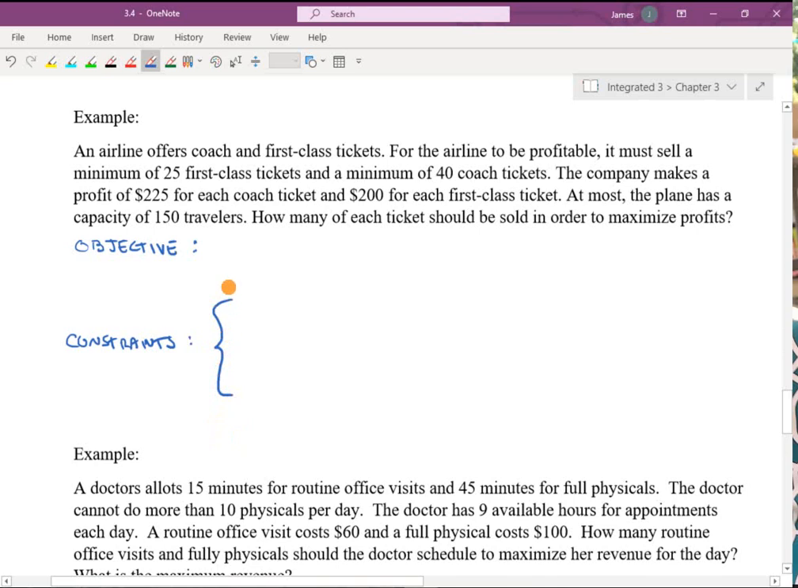As we read this scenario, it says an airline offers coach and first class tickets. For the airline to be profitable, it must sell a minimum of 25 first class tickets and a minimum of 40 coach tickets. The company makes a profit of $225 for each coach ticket and $200 for each first class ticket. At most, the plane has a capacity of 150 travelers. How many of each ticket should be sold in order to maximize profits?